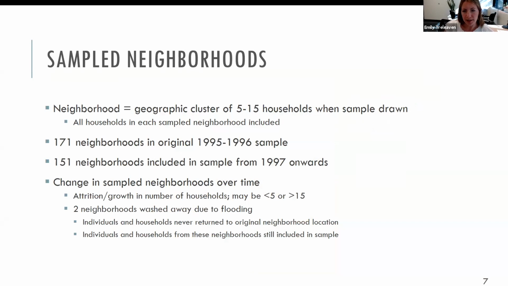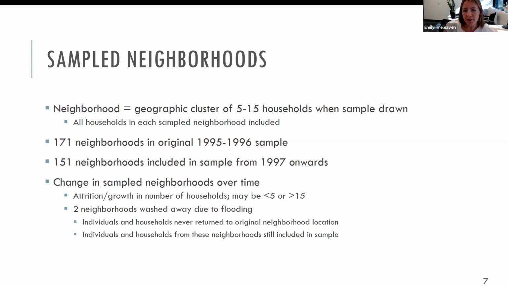When the study was designed in 1995, the geographic area was divided into clusters of 5 to 15 households each to draw the sample. All households in the study area were included in the sampling frame. So essentially, artificial boundaries were drawn around groups of households of that size. The original sample included 121 systematically sampled neighborhoods, 10 neighborhoods that were oversampled to increase representation of specific ethnic groups, and other neighborhoods were added to the sample to reach 5,000 individuals in 171 neighborhoods.